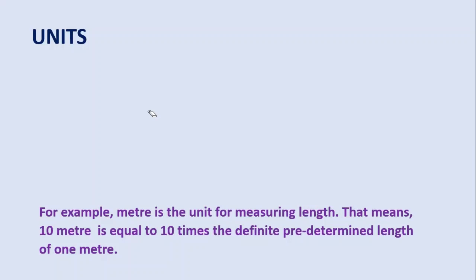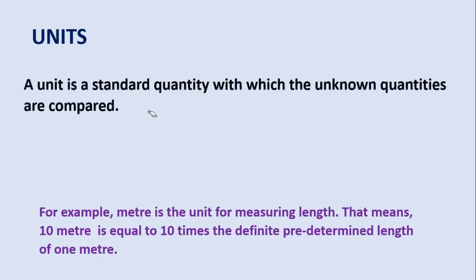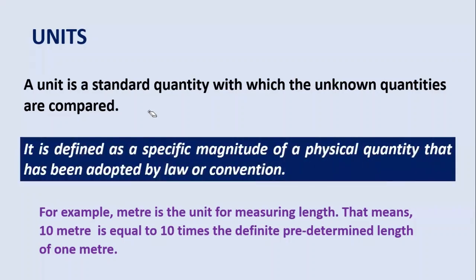So here we need a standard reference to measure any physical quantity. That's what we call a unit. A unit is a standard quantity with which the unknown quantities are compared. So it is defined as the specific magnitude of a physical quantity that has been adopted by law or by convention.